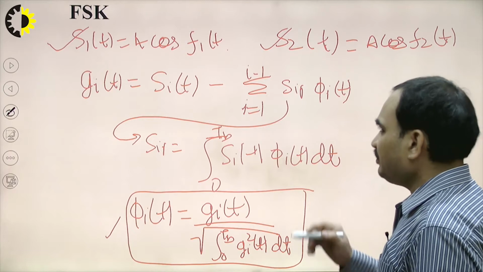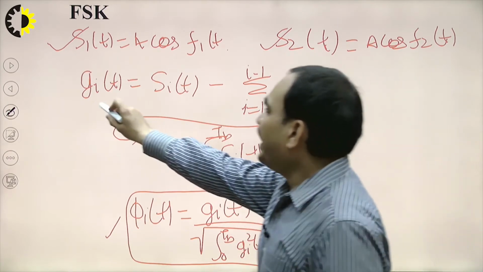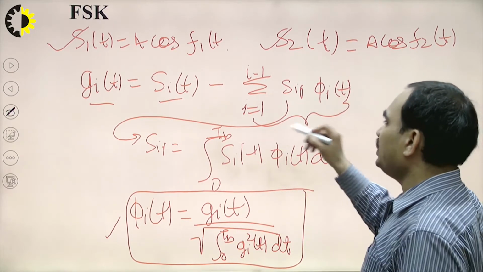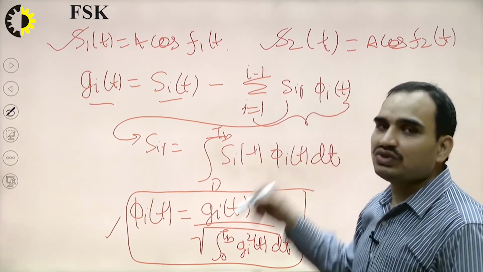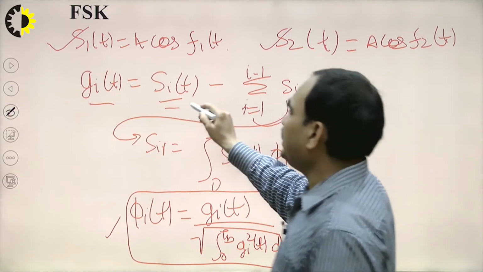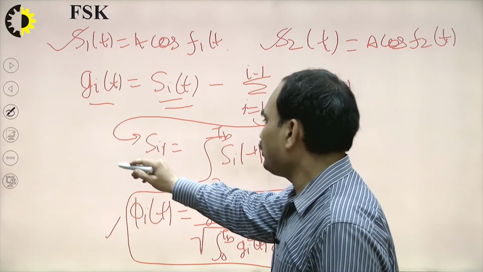So this means when we are substituting i equals 1, we have g1(t) is simply s1(t), because this component will be equal to 0, since it is not possible that j equals 1 to 0. So this term will be equal to 0, and we have only the one component, that is g1(t) equals s1(t), so we don't have to calculate this directly.